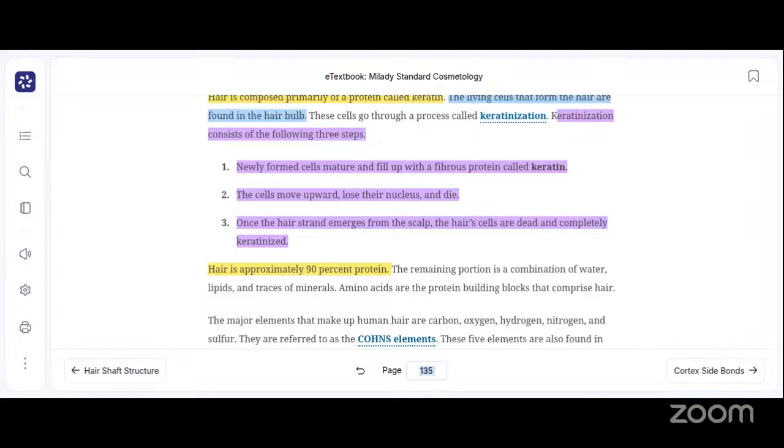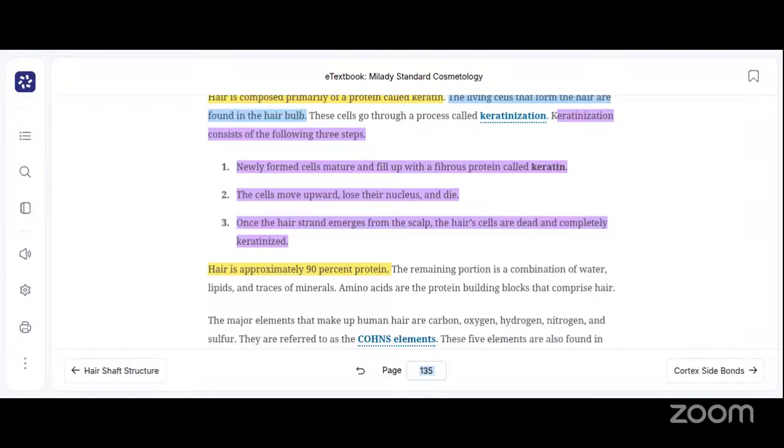If you do not replace the protein, the hair could continue to diminish and become what we call waste minerals, which is pretty much shedding and breaking of the hair. Sometimes they call it beyond repair. The remaining portion is a combination of water: 90% protein, 10% water, lipids, and traces of minerals.